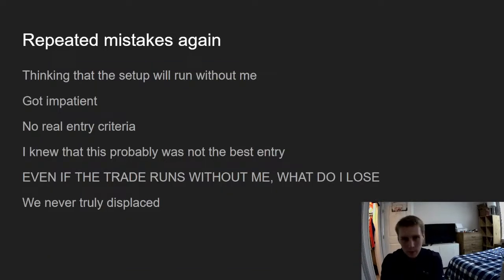So, repeating mistakes again. I'm mad about this. Thinking that the setup will run without me. There's no such thing as a setup running without me. There's no reason for me to get in that mindset to where I have to enter here. There's nothing. There's not even a confluence that I entered off of. Nothing. I got impatient. The model's there. Wait for it to come to you.